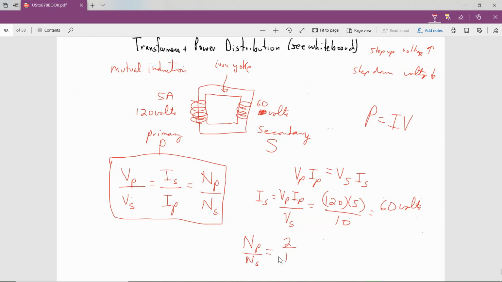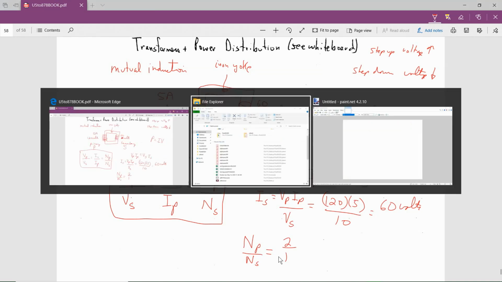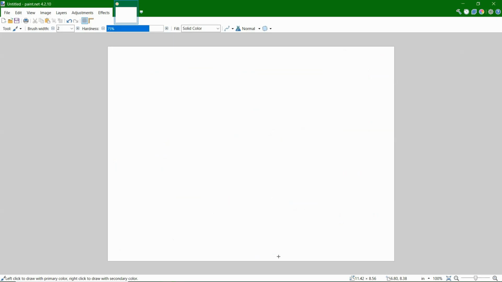I'm going to go to a fresh page in a different program. This is the first time I've tried this. Let's see if it's going to work. I'm a little nervous about it. Oh, I didn't want that. There you go. Okay, good. Okay, there we go. So let's do another example with transformers using this paint program.